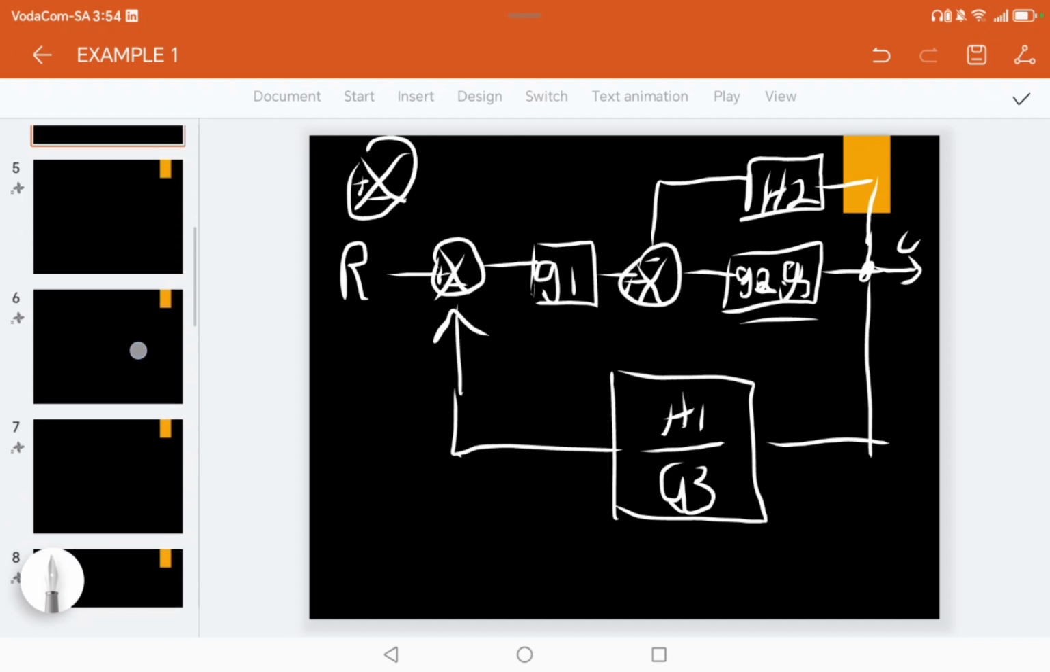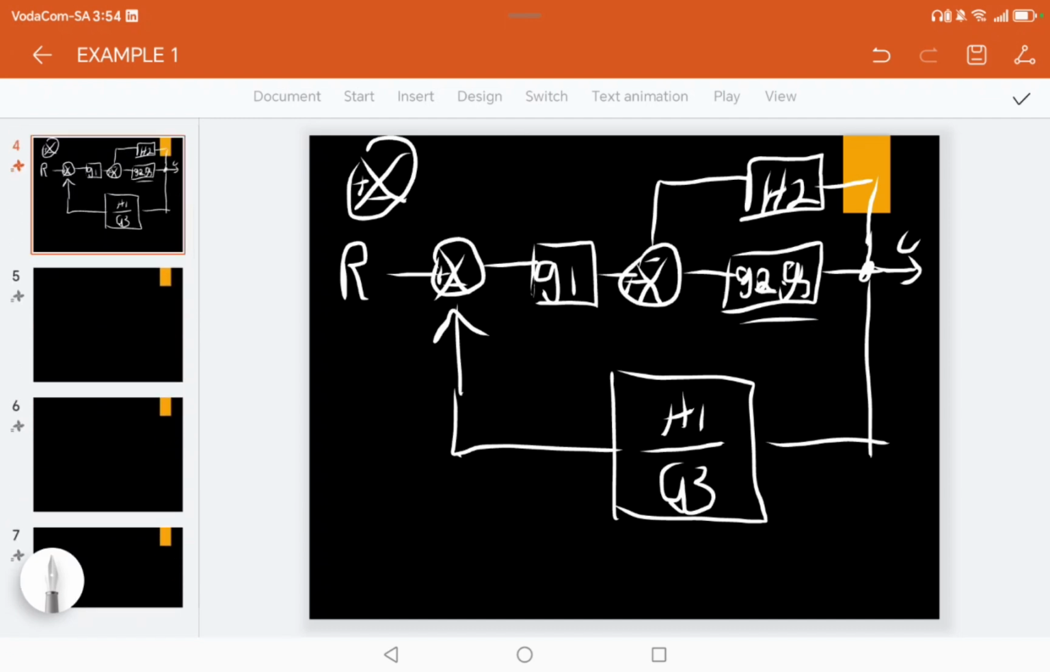Now, what do we do now? What is the next step? The next step can be taking the feedback, since it is negative feedback. This one, we have to deal with this. And after dealing with negative feedback, you know that the summation is going to be cancelled.